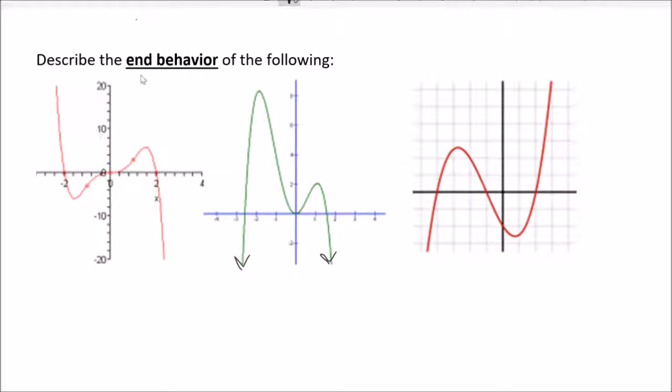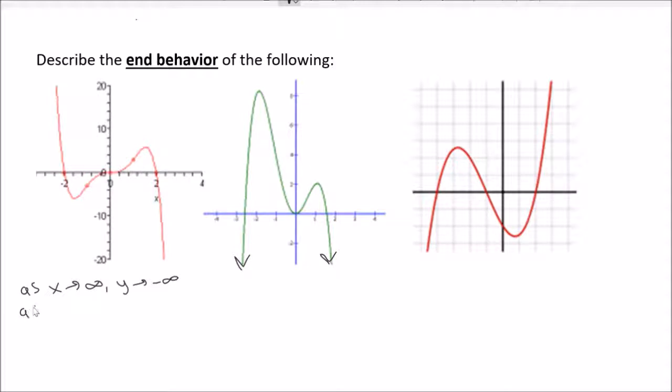So here's how we write that, and this is going to be really formal, okay? On this one, we would say as x approaches infinity, and that arrow means approaches, y approaches infinity. x approaching infinity, that's a positive, that goes to the right, so as we go to the right, y goes down, x approaches negative infinity.